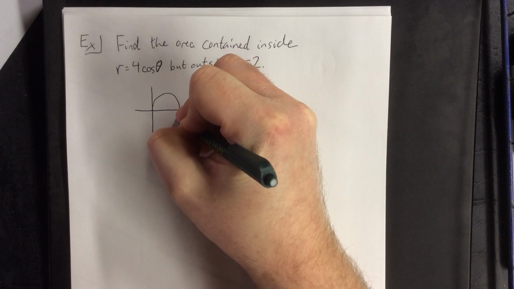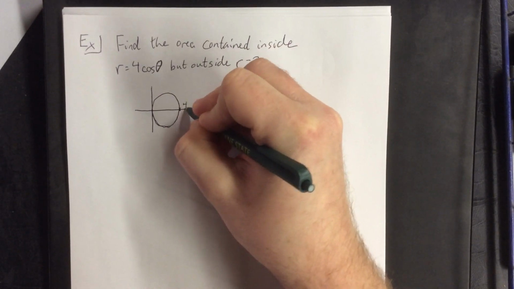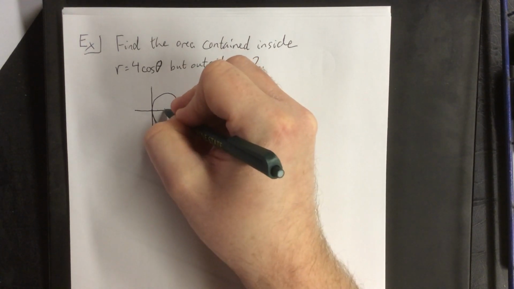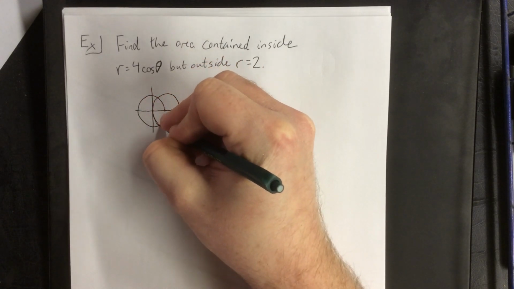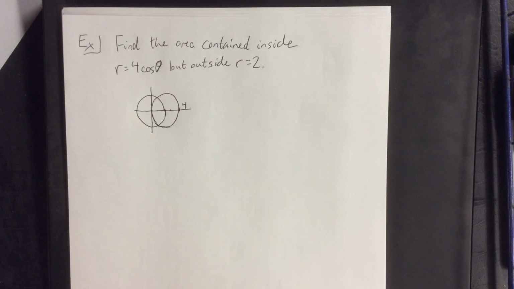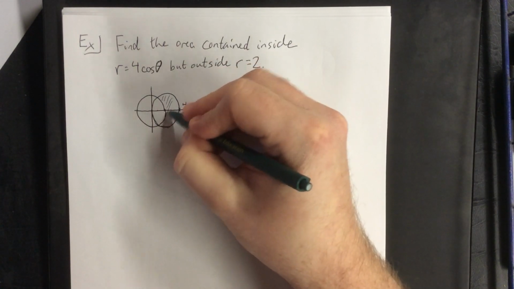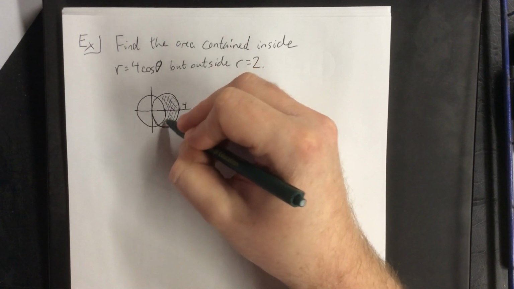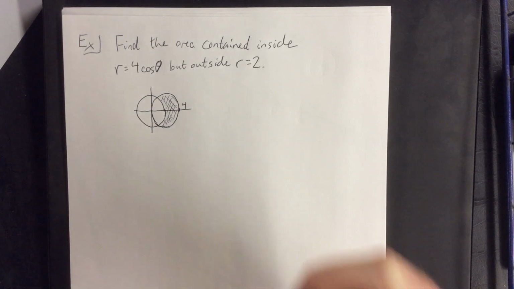and its extreme point will be in the horizontal positive direction. It will extend out 4 units. r equals 2 is simply a circle of radius 2, centered at the origin. So we have 2 circles of radius 2, just sort of staggered in the following fashion. We want what is inside r equals 4 times the cosine of theta, but outside of r equals 2.